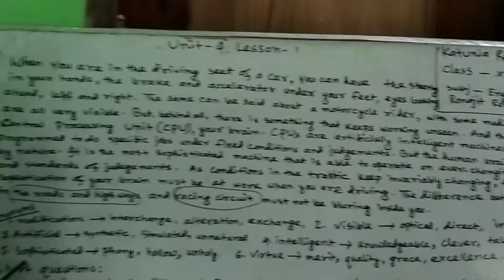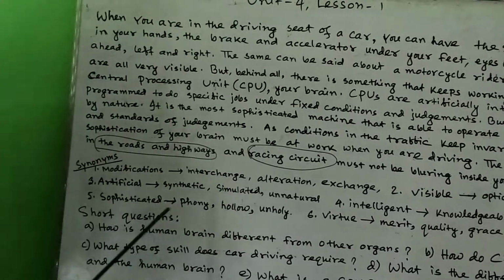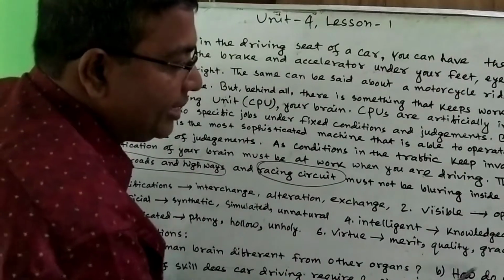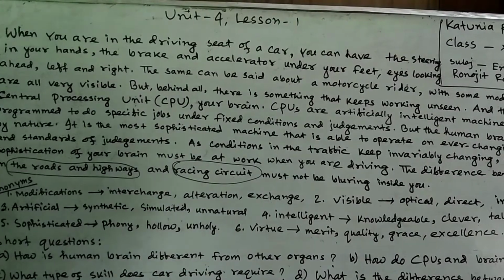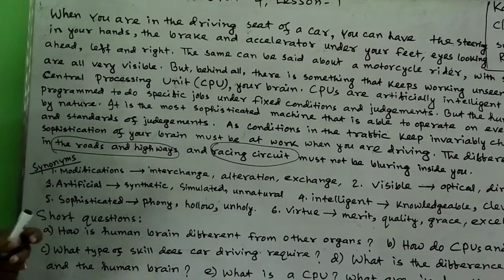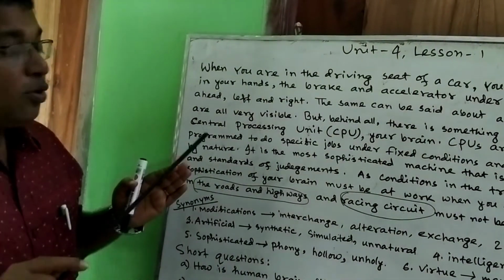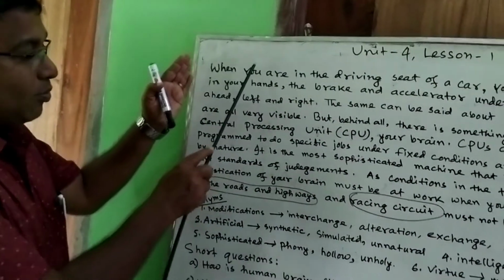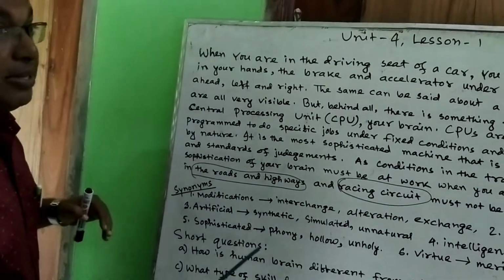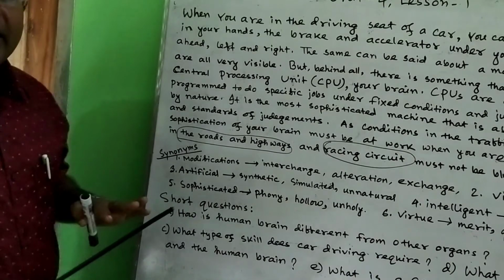Then come here, sophisticated. Sophisticated is fancy, refined. Then the word virtue, that is merit, quality, grace, excellence. Okay, and you need this type of skill to solve the problems related to multiple choice. You will be asked to make multiple choices based on the reading of this passage. Okay, and then there may be some short questions, and I would like to show you one or two short questions to practice at home.